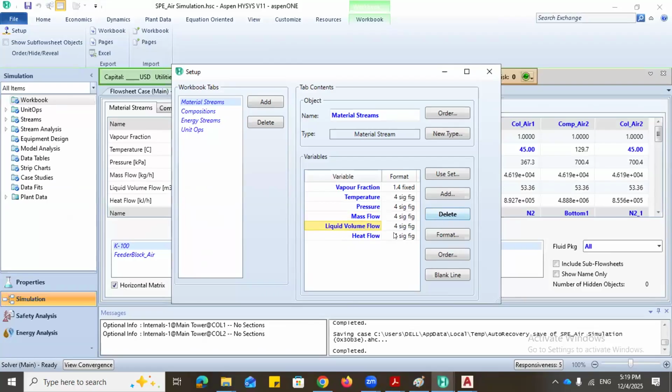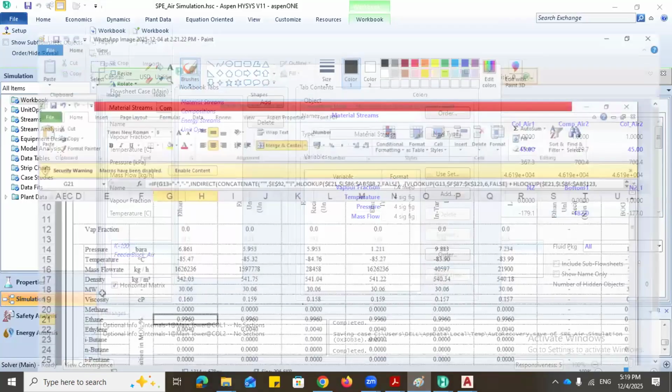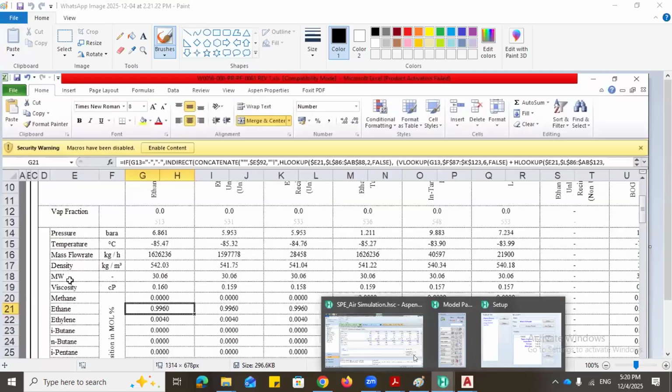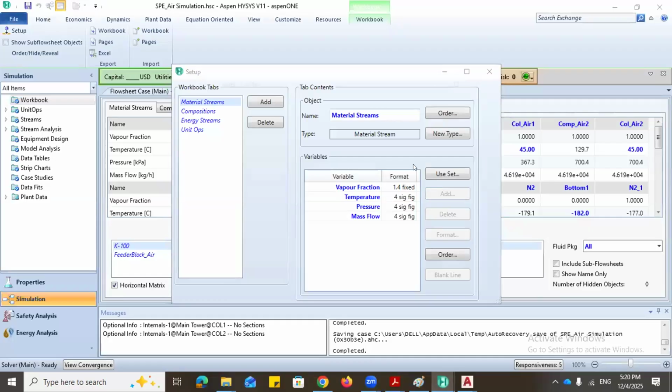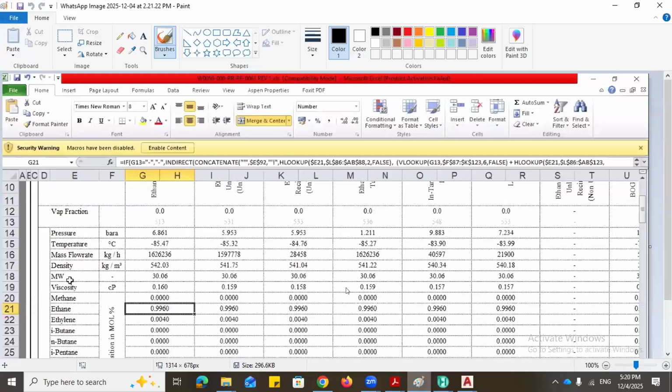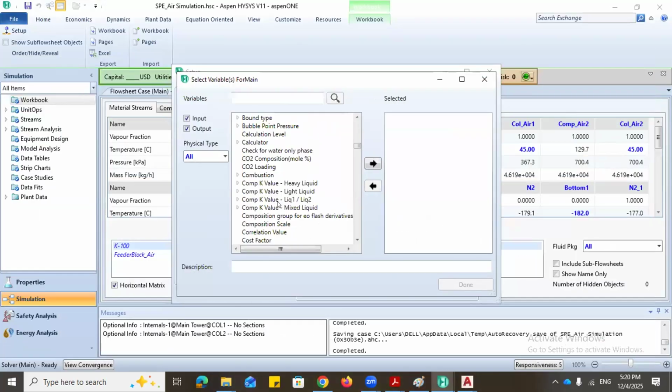We don't need liquid flow. We don't need heat flow, right? So we need vapor fraction, temperature, pressure, mass flow rate, and what? We need density, molecular weight, and viscosity. So let me show you how to add those things. You come over here to add. The first one there is density. You see density around here. Okay, supposed to be molecular density, right? Let me check on that.